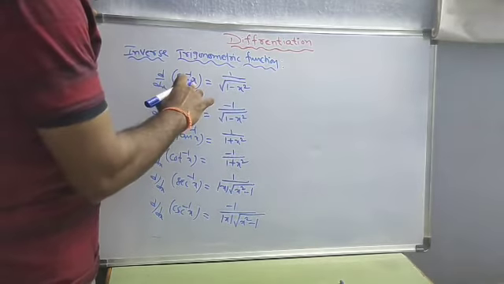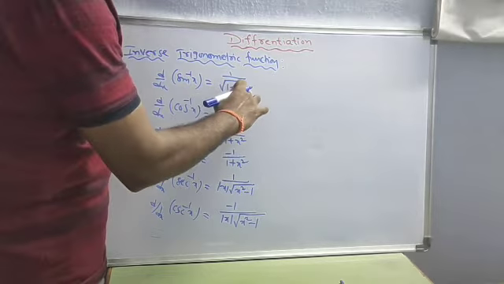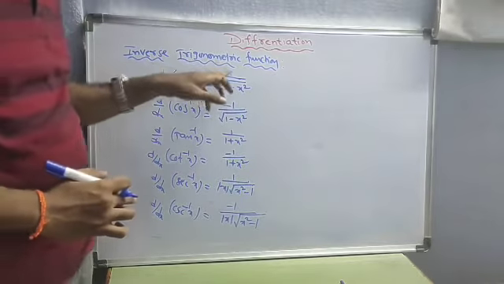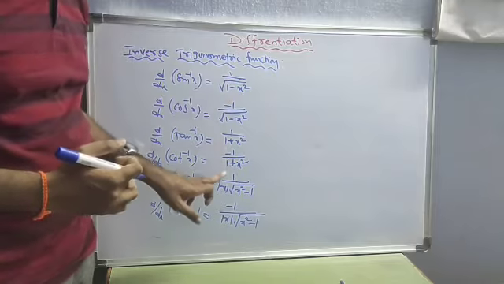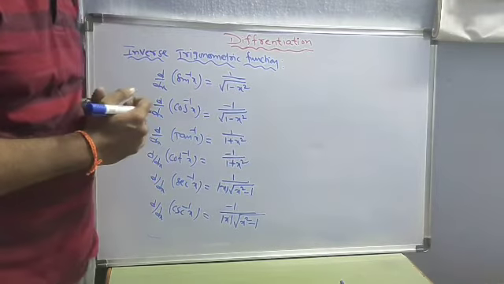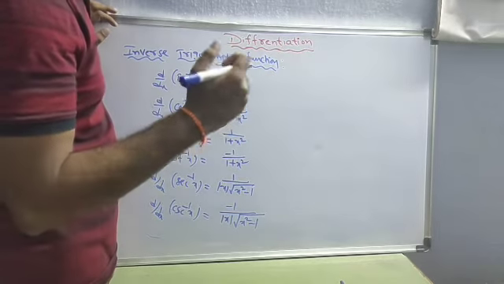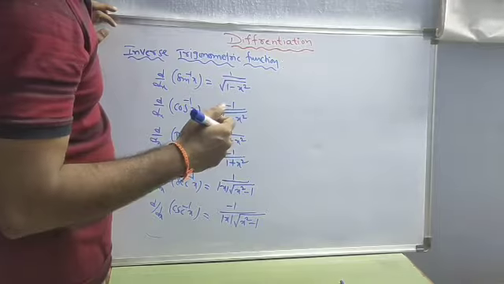In the place of x, suppose you take f of x, so here also f of x whole square, into d by dx of f of x. If you write like this, those are called generalized formulas. These are the standard formulas. If you have a good idea of the standard formulas, we can easily write the generalized formulas.